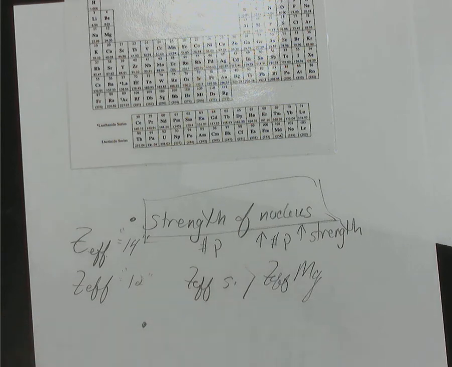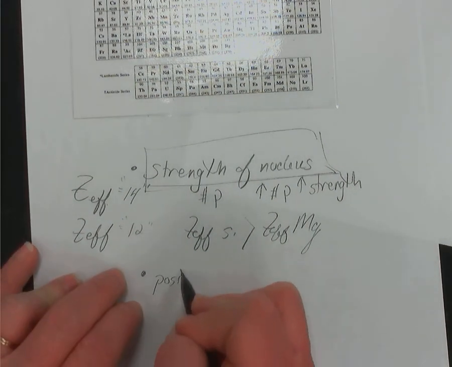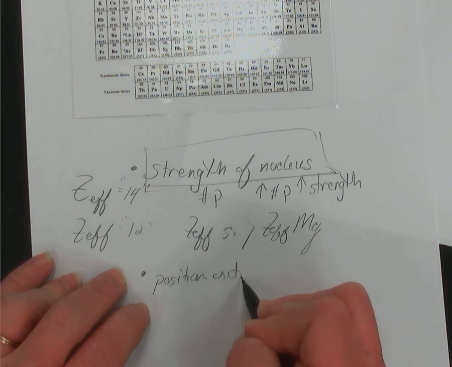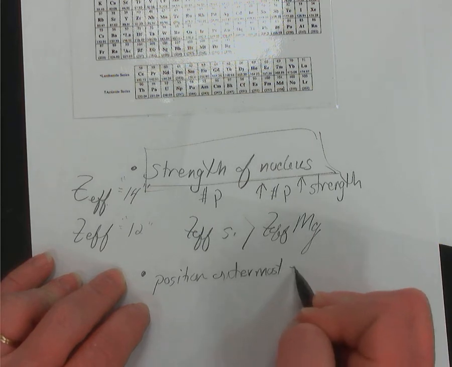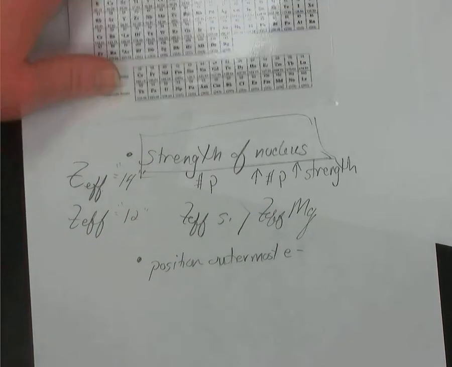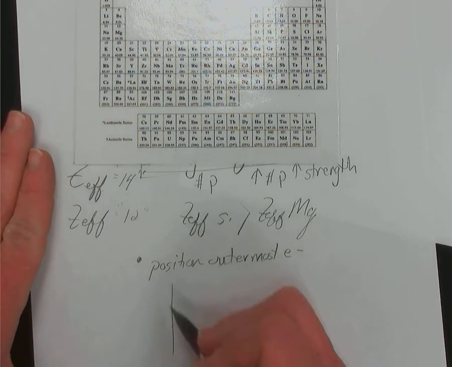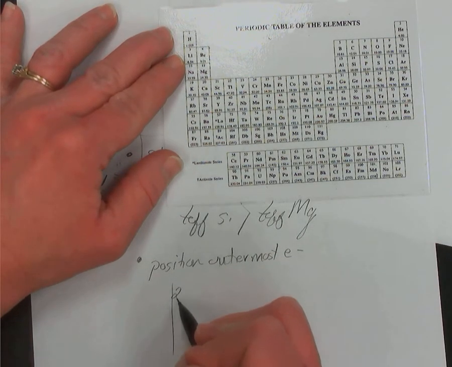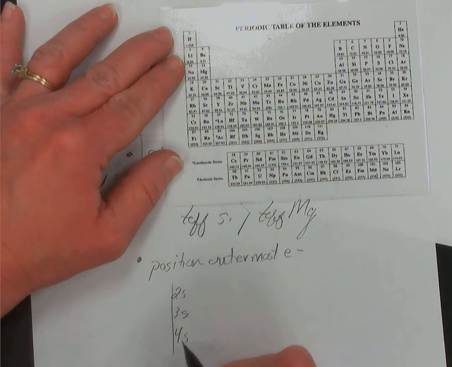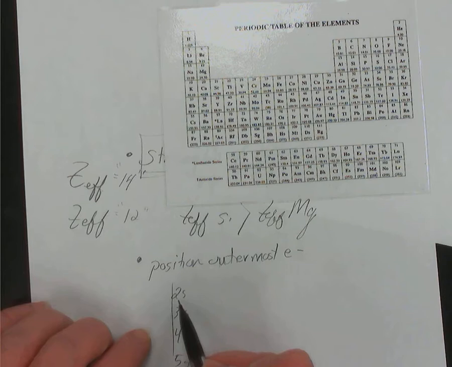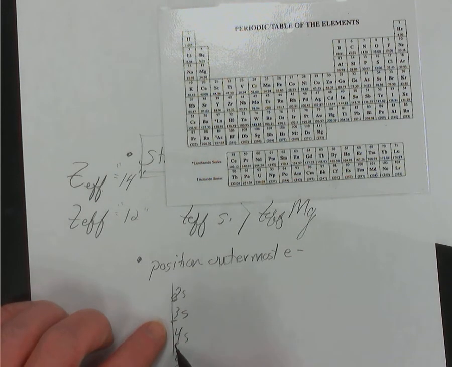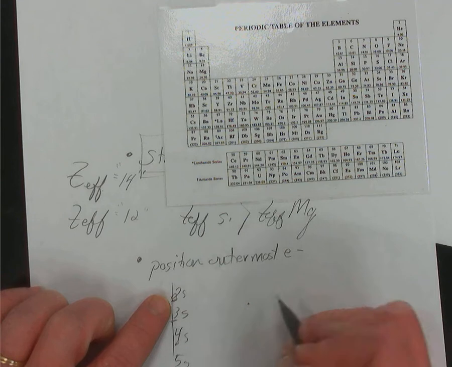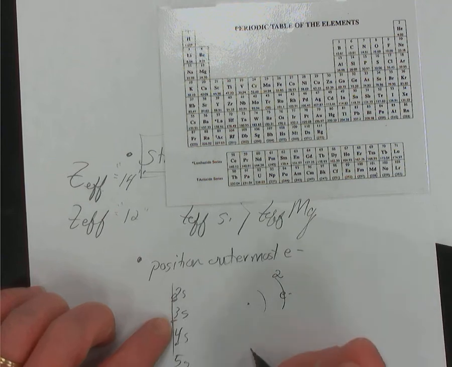But the second thing is the position of especially the outermost electrons. The outermost electrons. Okay. So as we proceed down a column, if we just look at the alkali metals, we're putting electrons in the 2s, then the 3s, then the 4s, then the 5s. And remember, these coefficients mean energy level. So, for lithium, its furthermost electrons are in the second energy level, where for sodium, they're in the third.